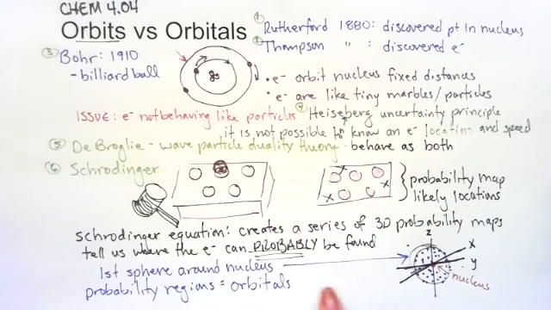But this is the reality. These guys are blinking in and out of existence. And we can't know exactly where they are, but we can know probably where they are. And so we spend the rest of this chapter describing orbitals and understanding how that relates to the way that electrons behave, and because of electrons, the way that elements themselves behave. So it has big implications. That's why we're taking so long developing this.